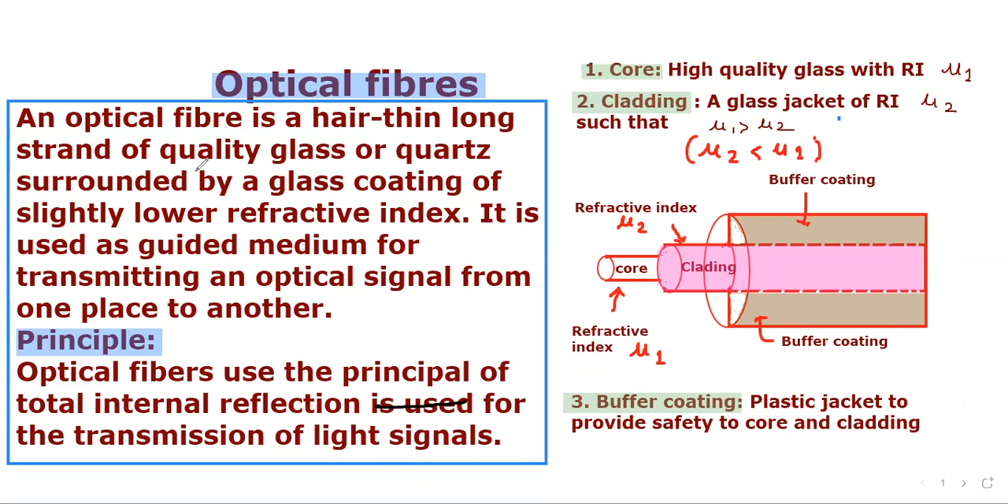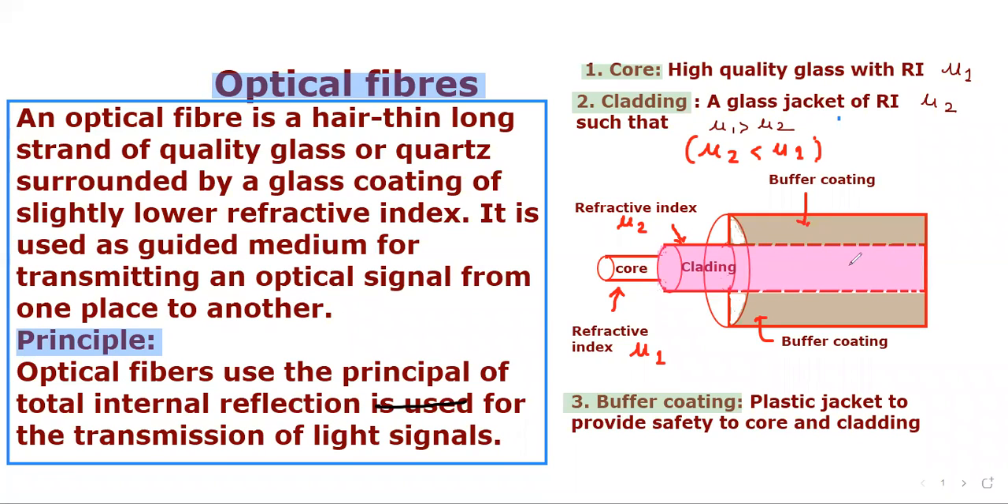Optical fibers. An optical fiber is a hair-thin, long strand of quality glass or quartz surrounded by a glass coating of slightly lower refractive index. It is used as a guided medium for transmitting an optical signal from one place to another. Principle: optical fibers use the principle of total internal reflection for the transmission of light signals.